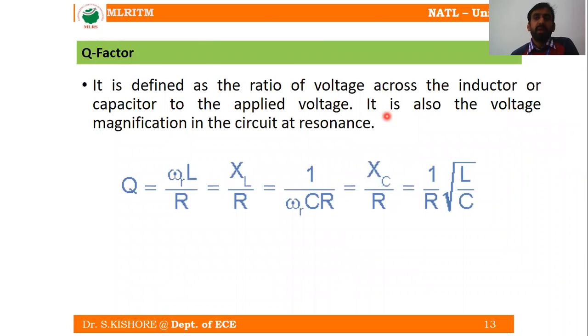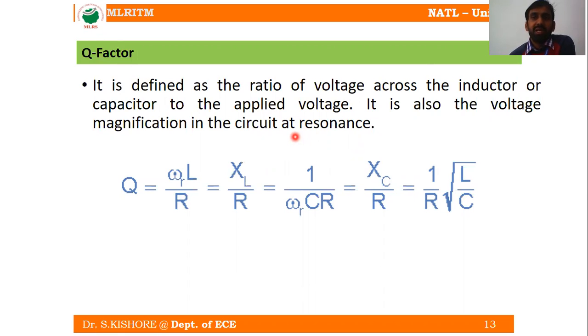So one important parameter which we have to define here is the Q factor. What do you mean by the Q factor? Q factor is nothing but the ratio of the voltage across the inductor or the capacitor to the applied voltage. So it is going to measure the voltage magnification in the circuit at resonance.